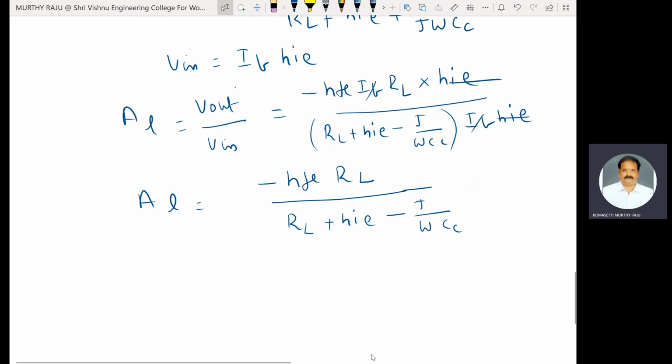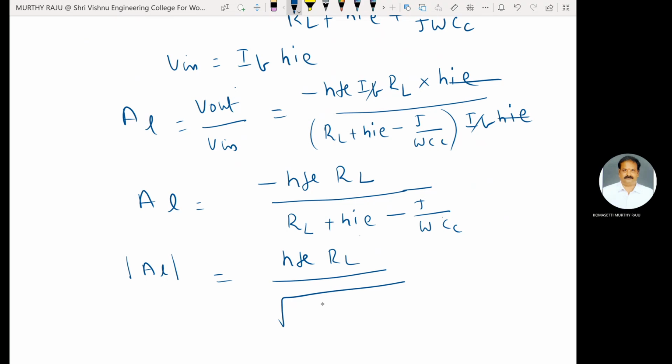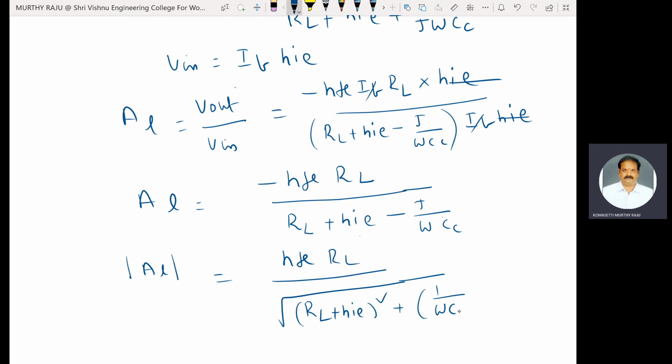Mod AL is the magnitude of that low frequency voltage gain. Due to the modulus, mod AL is equal to HFE RL by the square root of RL plus HIE whole square, this is the real term, plus 1 by omega CC whole square, this one is the imaginary term. This one is the magnitude term.